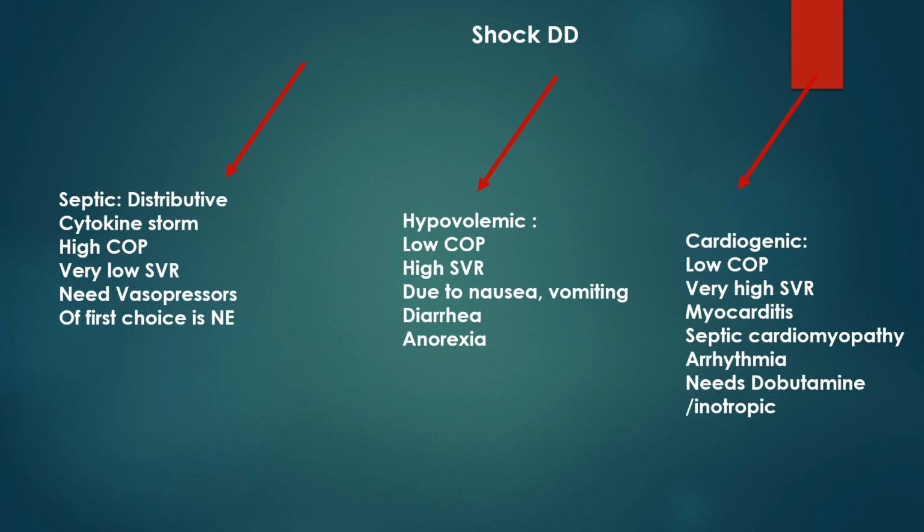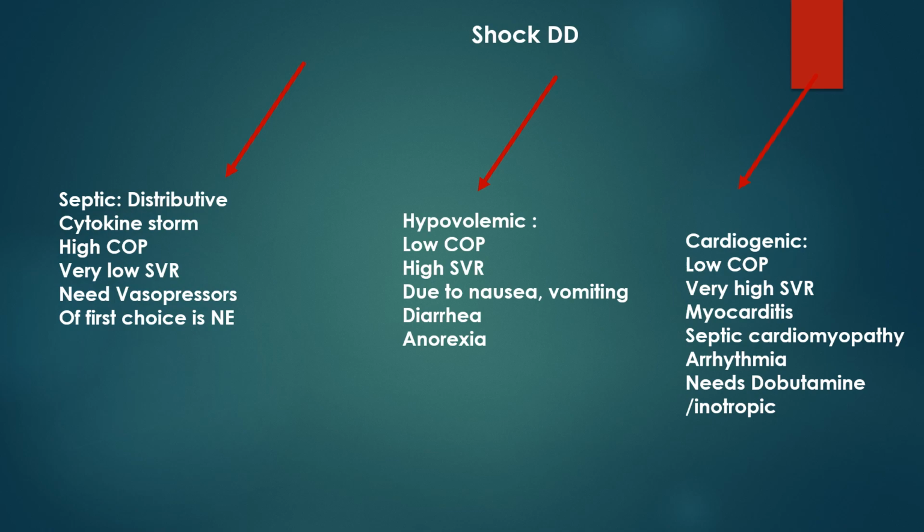The shock might also be due to hypovolemia. These patients have nausea, vomiting, diarrhea, and anorexia, and that's why they present at the beginning, and maybe subsequently in their course, with hypovolemia, low cardiac output, and high SVRI. They also might have cardiogenic shock, and this is very surprising, as I'm going to mention later on, but cardiogenic shock should not be missed in the differential diagnosis.